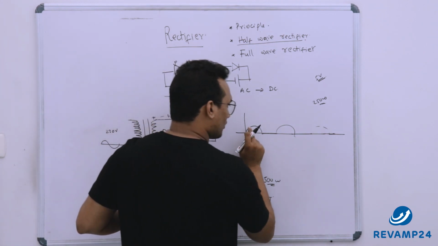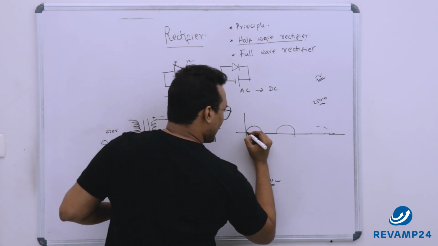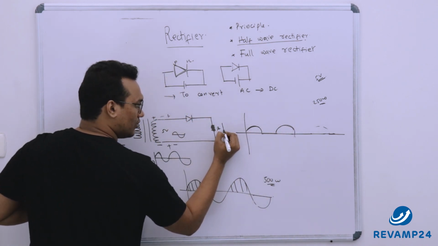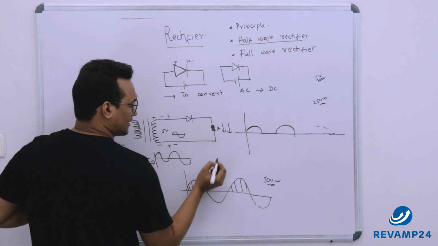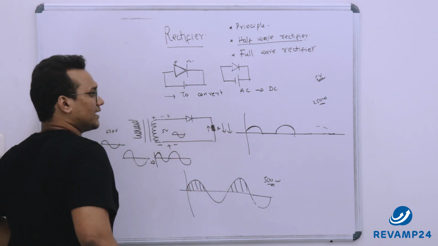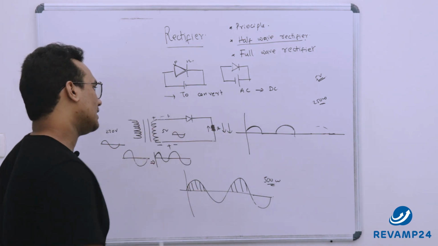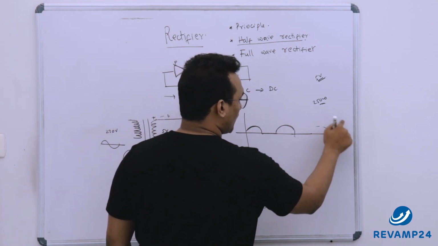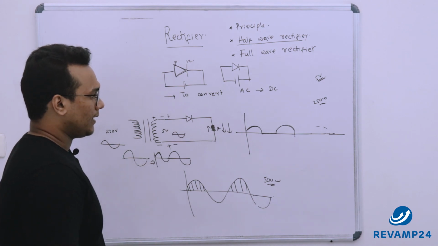DC current means these are not constant current but one directional current. Current is only going in one direction. So whenever the current is going, it is going in this direction. Current will never go in this direction. Direct current in one direction. But the problem here is, we are only able to get half wave in the output.